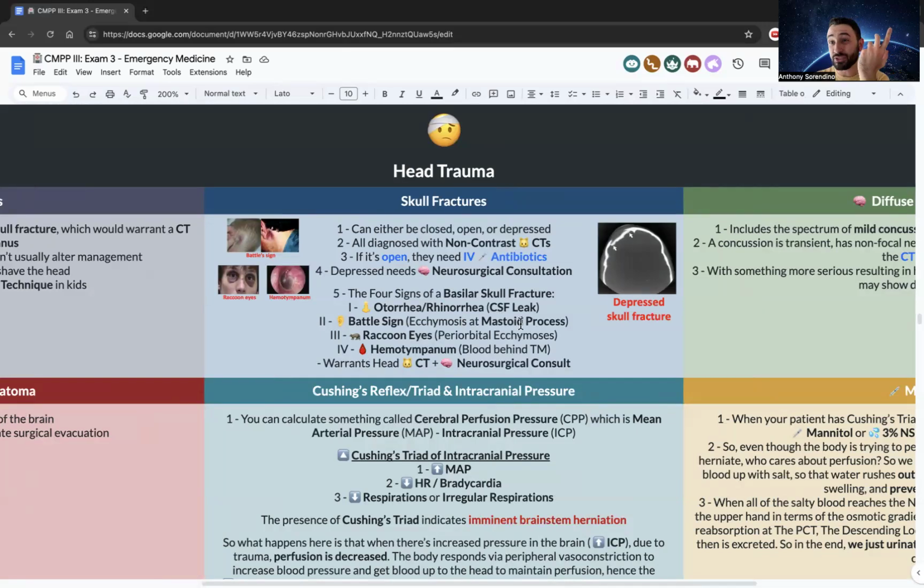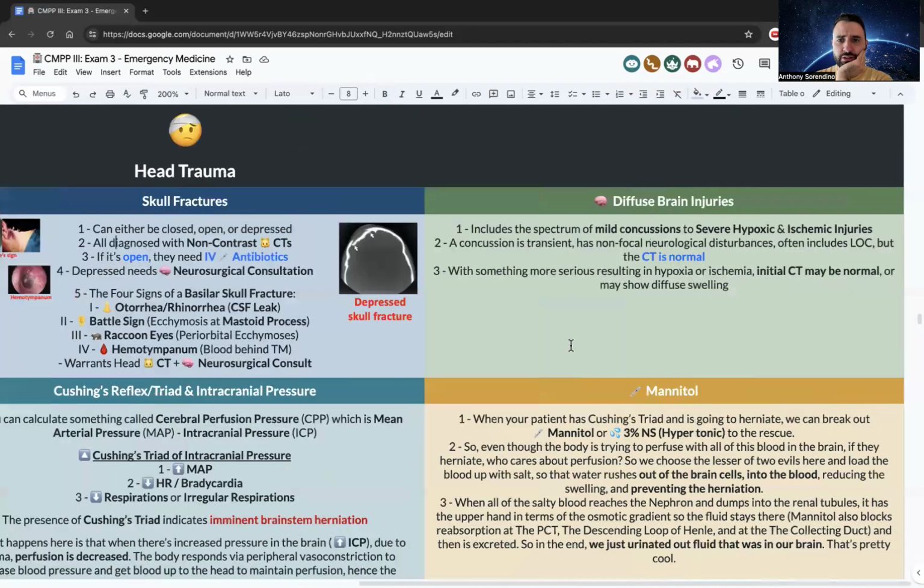You probably want something that would nuke Staph aureus, so some type of gram-positive. I don't know that you'd give them Vanco. You probably give them like cephalexin, right? Like a first gen Ceph to cover the gram-positive. All are diagnosed with non-contrast CTs. So any type of skull fracture, anytime you're ever looking for head bleeding, it's going to be a non-contrast CT.